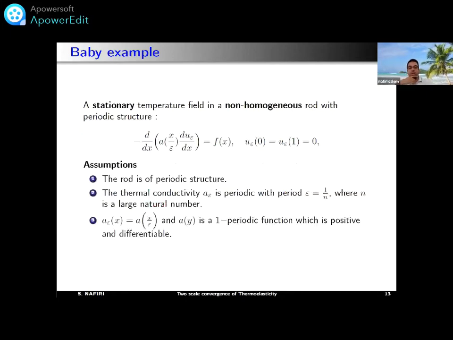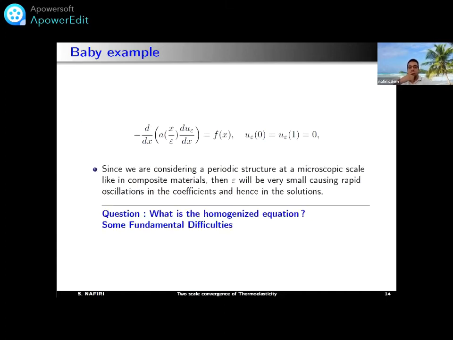So as usual, we have some assumptions. I assume that my coefficients are periodic, and that A is a 1-periodic function, which is positive and differentiable. And since we are considering a periodic structure at a microscopic scale, like in composite materials, epsilon will be very small, causing rapid oscillations in the coefficients and hence in the solutions.